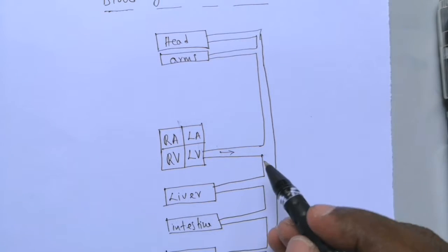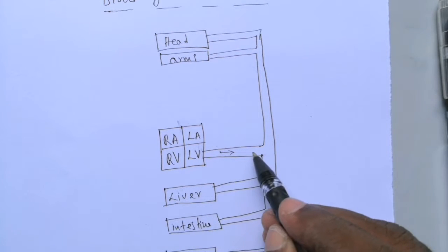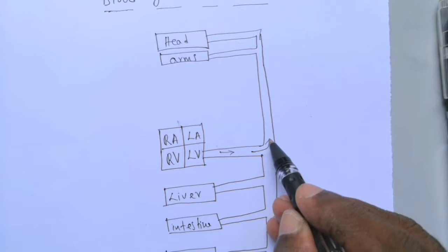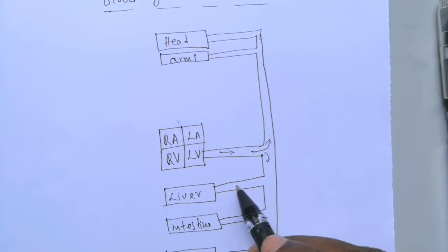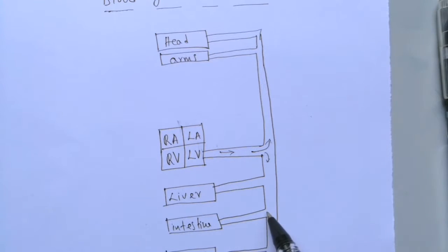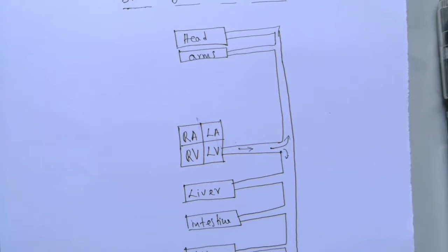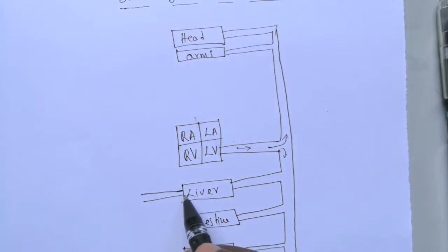Okay, now the blood comes out of the left ventricle like this and moves upside and moves downside. First the blood goes to liver, then to intestine, then to kidney, then to the lower body parts. The blood after that will be coming out of the body parts. The blood comes out of the liver, the blood comes out of the kidney, the blood comes out of the lower body parts.